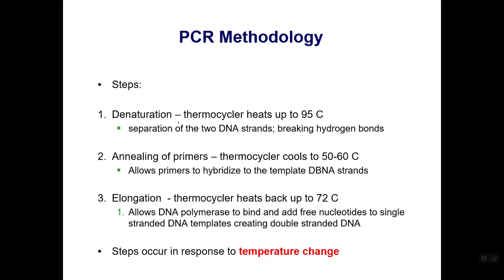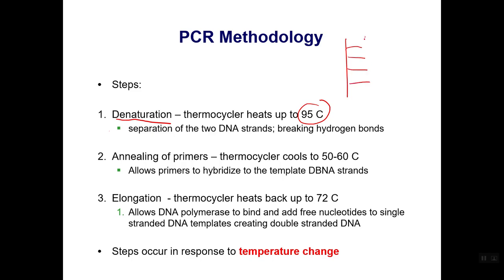So the first step, once we get everything in the tube, is we're going to sit it inside of the thermocycler, and we're going to program it to do the following. We're going to first program it to heat up to about 95 degrees. That's going to cause the first step to occur, which is denaturation. If you recall, denaturation means the breakdown of something. And what it's particularly doing here is separating our two strands of DNA. It's doing so by breaking the hydrogen bonds.